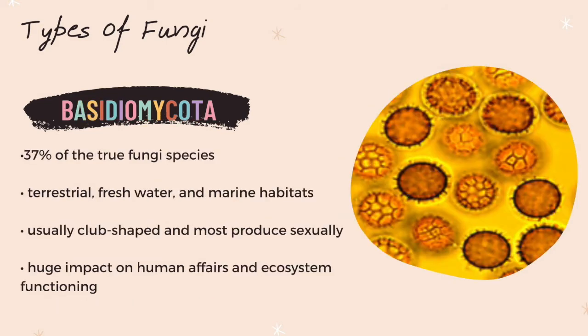The last one is Basidiomycota, which contains about 30,000 described species, that is 37% of the described species of true fungi. Basidiomycota are found in virtually all terrestrial ecosystems as well as freshwater and marine. Like ascomycetes, basidiomycetes also produce sexual spores called basidiospores, in cells called basidia. Basidia are usually club-shaped, and basidiomycetes are also known as club fungi. Most basidiomycetes reproduce sexually, and the mushroom is one common example.